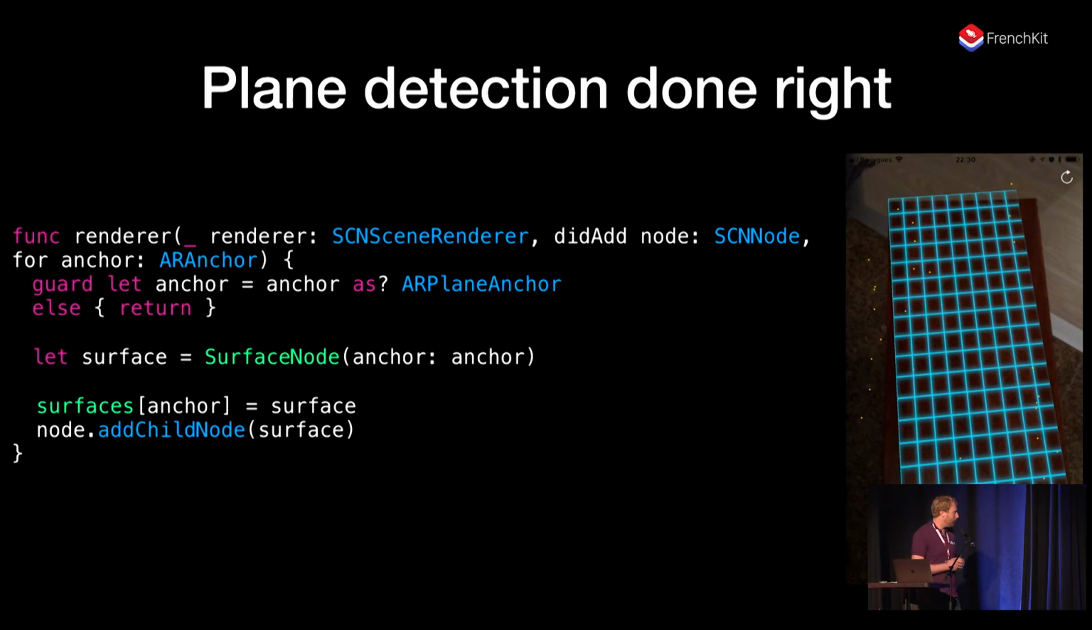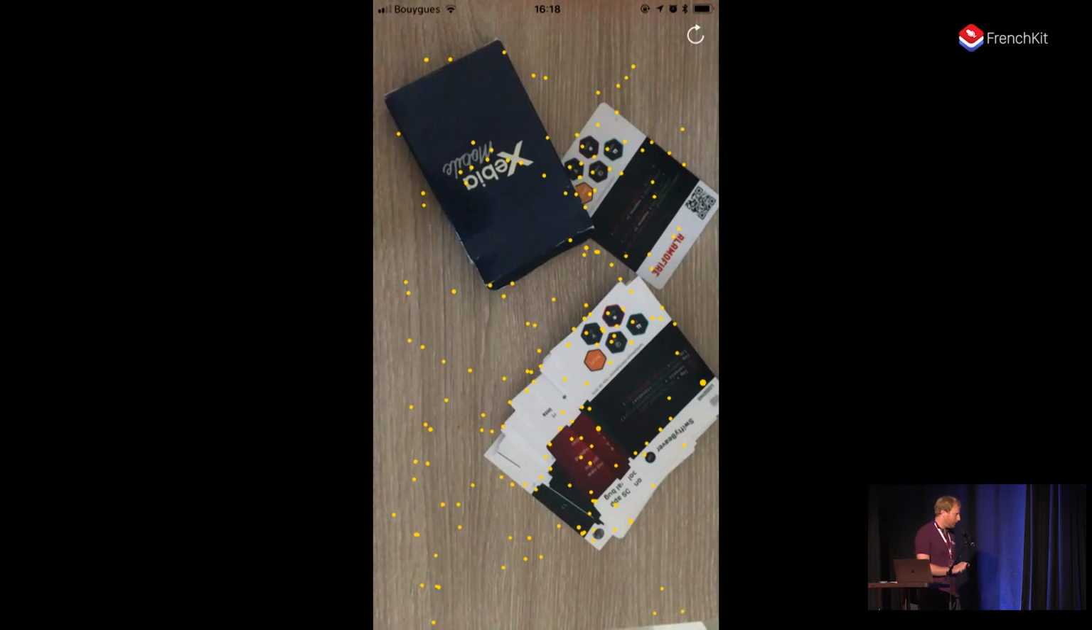So what I did right here is display a blue grid on my table. And for this, I just get information from the anchor, which are the width and the height, mostly. And then I just build a node from it and attach it to the node that ARKit provides me. Plane detection is useful in my case to have an anchor to place my virtual cards.